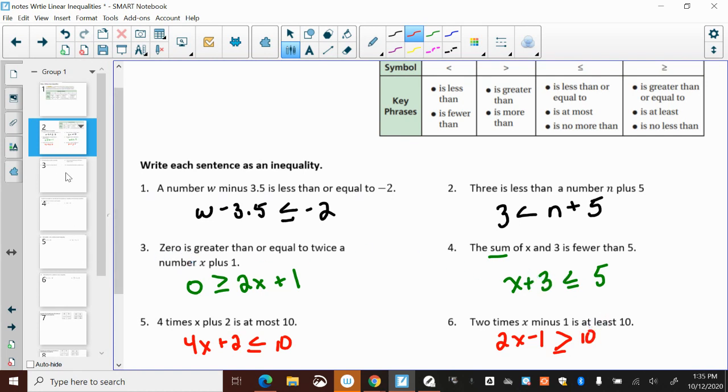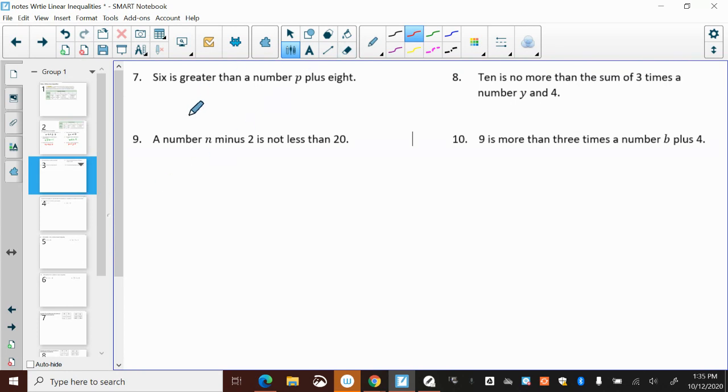Now let's try 2 more without the prompts up there. 6 is greater than a number p plus 8. Okay, so 6 is greater than a number p plus 8. 10 is no more than. So 10 is less than or equal to, no more than. The tops it could be is this expression over here: the sum of 3 times the number y and 4.